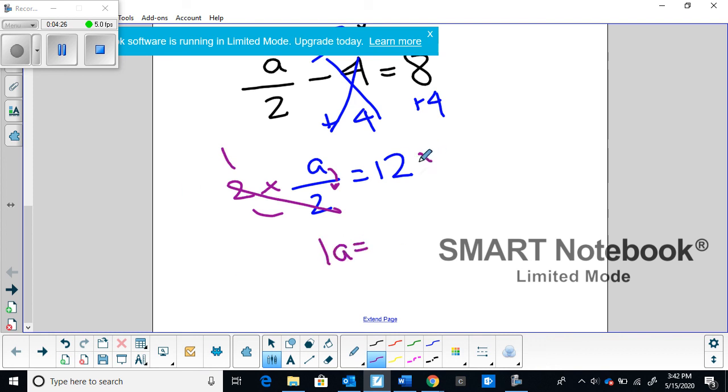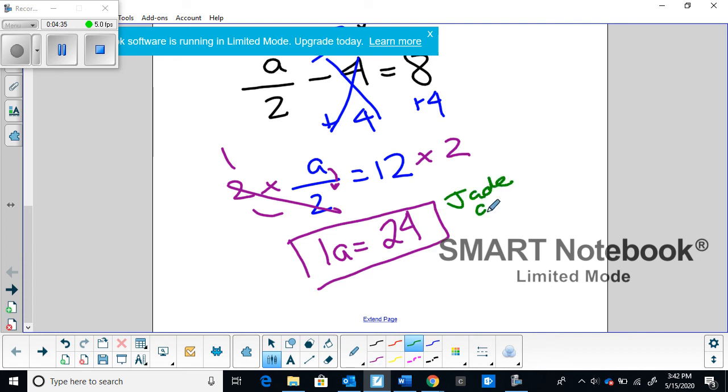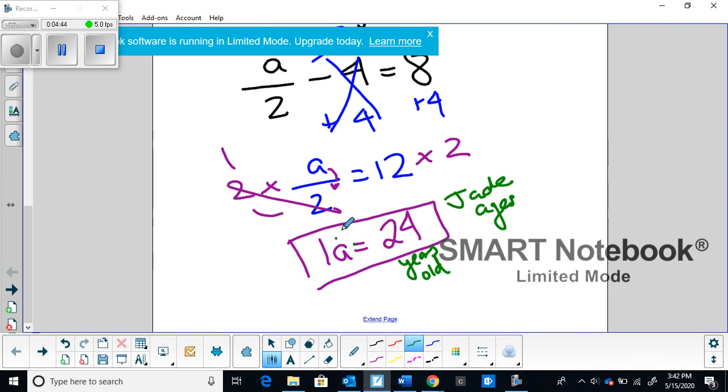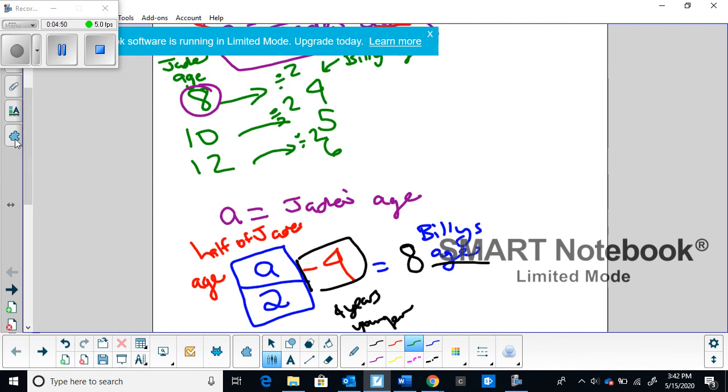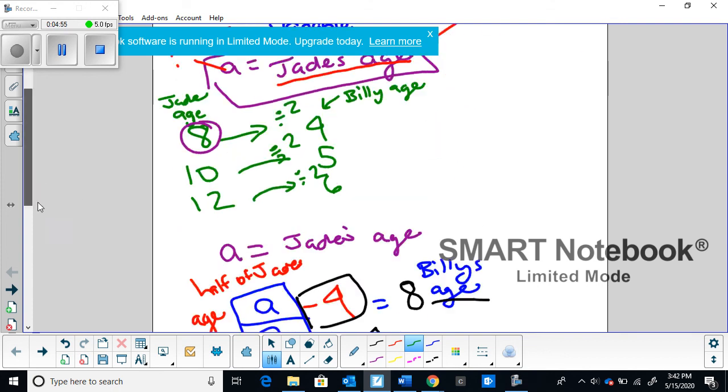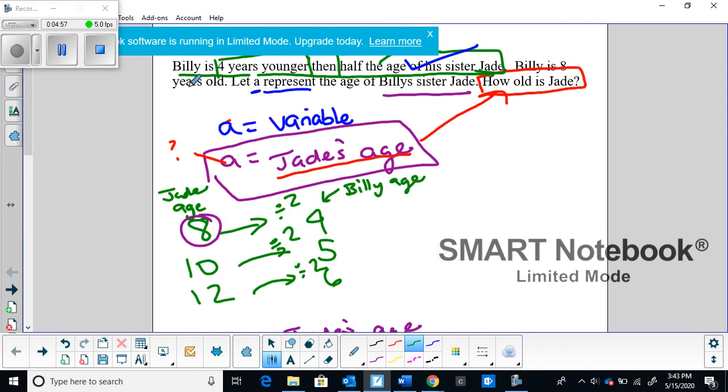But what we do to one side, we have to do to the other. And so we're going to get that Jade, his sister, is 24 years old. Remember, A is equal to Jade's age. And 1A, remember we don't have to include the 1, is 24. So that means Jade, Billy's sister, is 24 years old. There were 2 parts to this. First, we had to create the equation, and then we actually had to solve it for A.